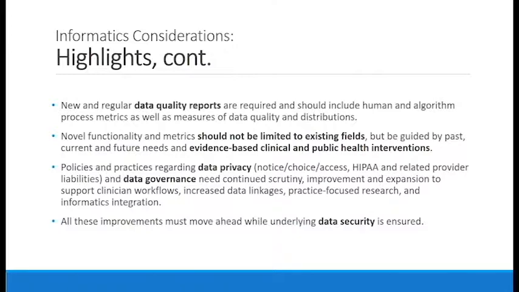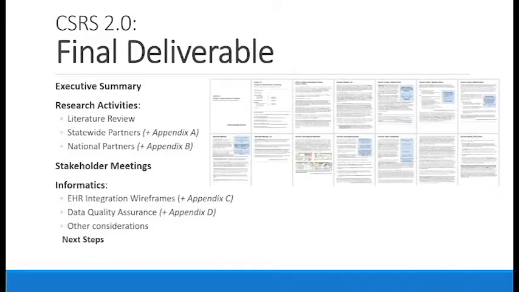Lastly, on the CSRS 2.0 project, data reports are really important. As we're thinking about a new CSRS, it shouldn't be limited to existing fields. We might want to collect other things and have new aggregated metrics. And then data privacy and data governance broadly, we've talked about. Data security is always a given. Yeah, there's a lot of considerations.